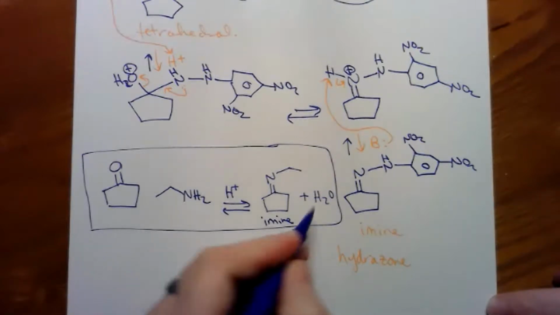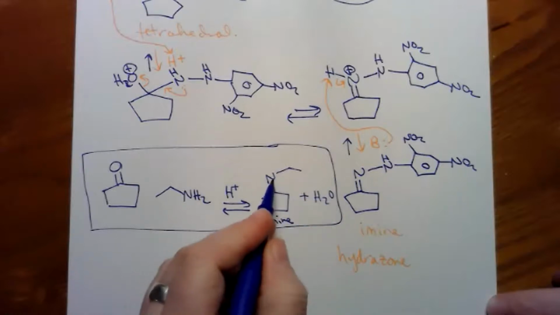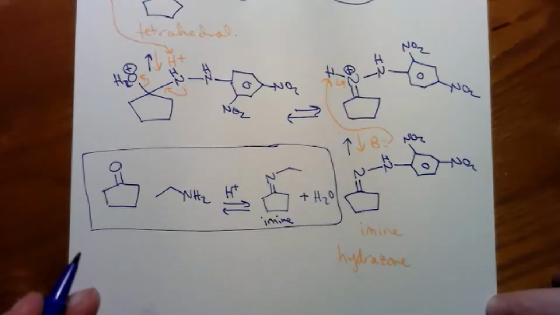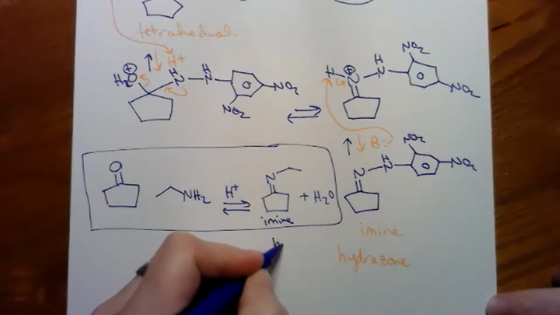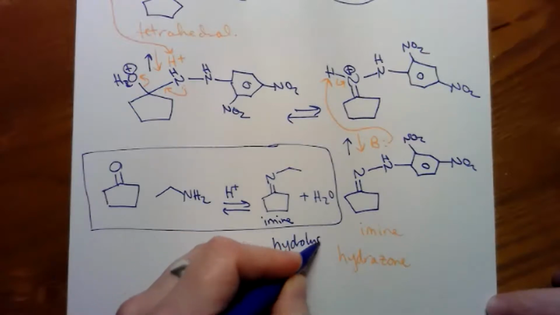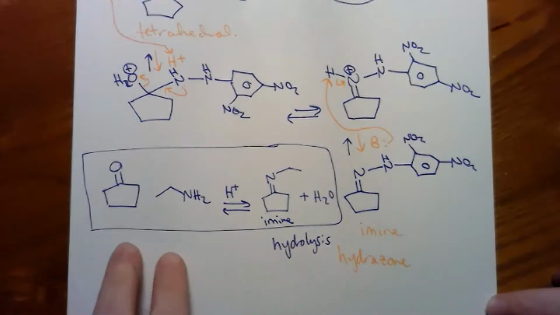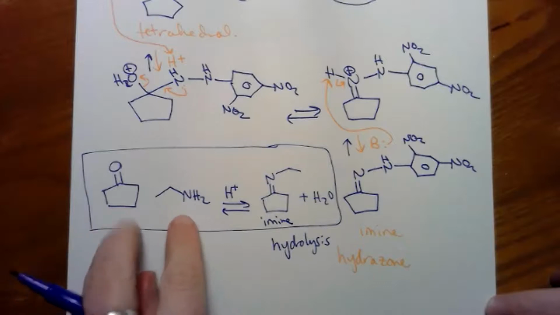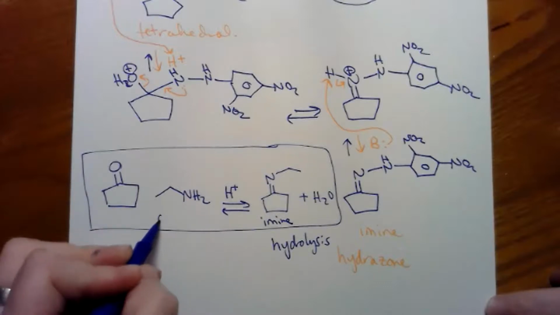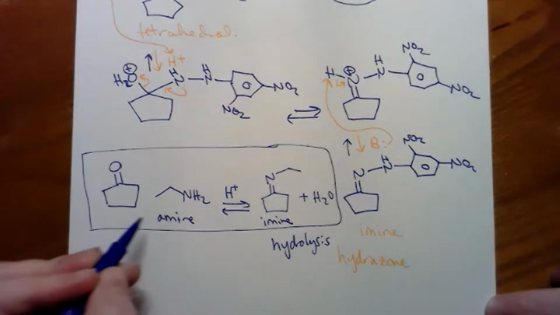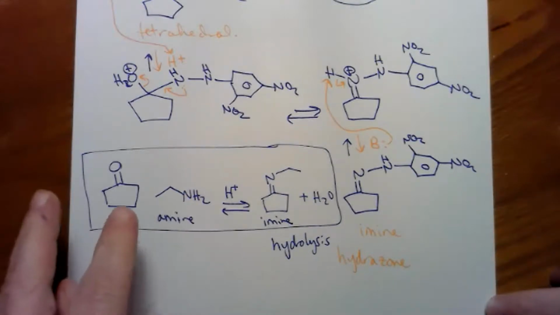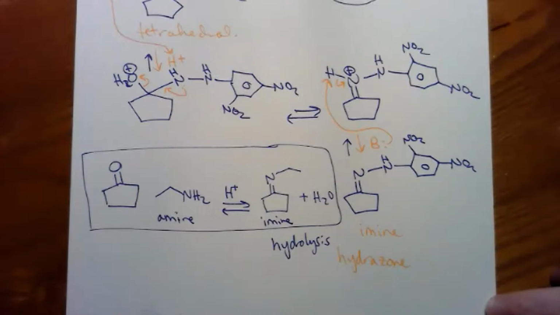The reverse reaction, when you add lots of water to an imine with a little bit of acid, is a hydrolysis reaction: chopping an imine with water. If you add lots of amine to your aldehyde or ketone, you can get it to favor imine product, imine formation.